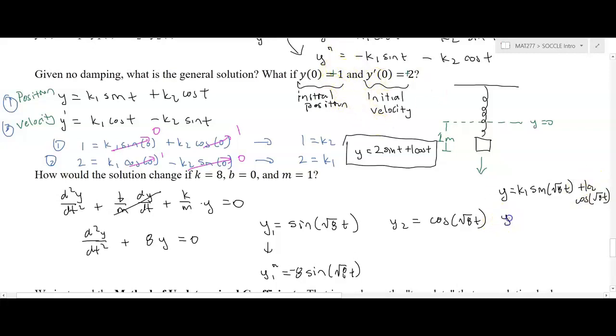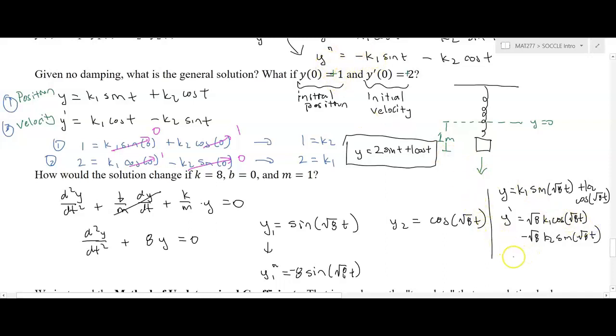So the first derivative of this solution is going to be square root of 8 k1 cosine of the square root of 8t. And that's going to be because of the chain rule. And then I'll have the derivative of k2 cosine square root of 8t will be negative square root of 8 k2 sine of square root of 8t. And now again, I'll plug in my initial condition.